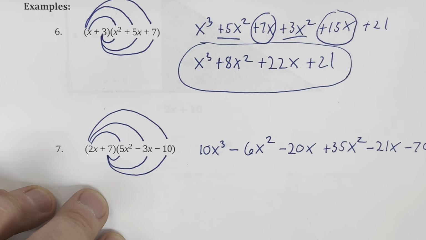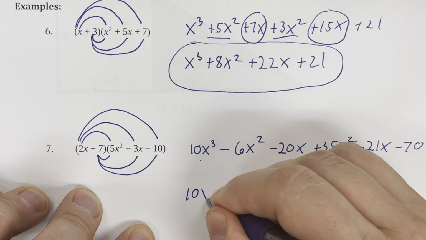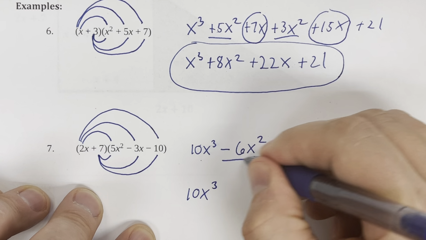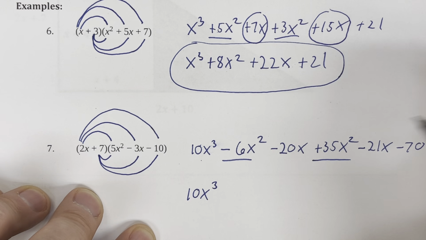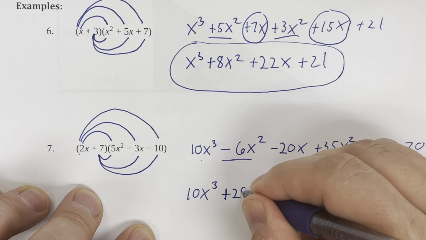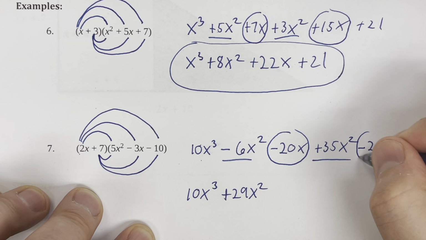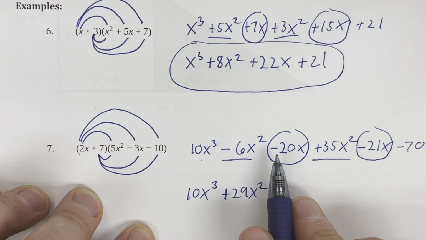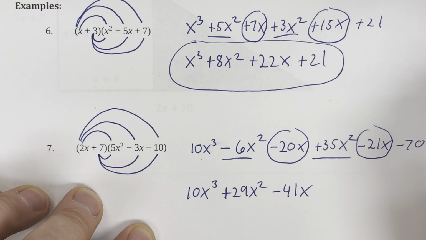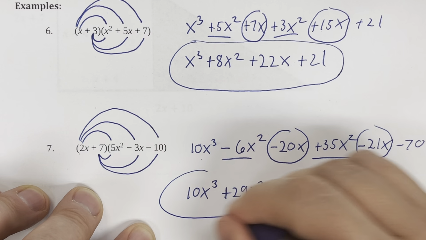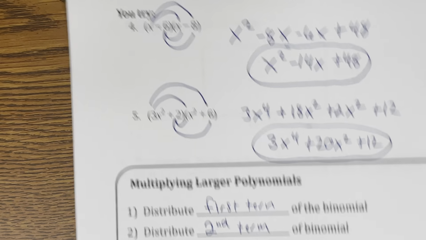All right, looking for like terms now. Looks like we have an x to the third. That's the only one, so that just stays 10x to the third. Our x squareds, we got 2 of them. A negative 6 and a positive 35 adds up to positive 29x squared. Now we have a negative 20x and a negative 21x. Keep in mind we're adding. A negative and a negative is going to stay negative. That's a negative 41x. And we still have our minus 70. We got it. There's no other like terms. All right.